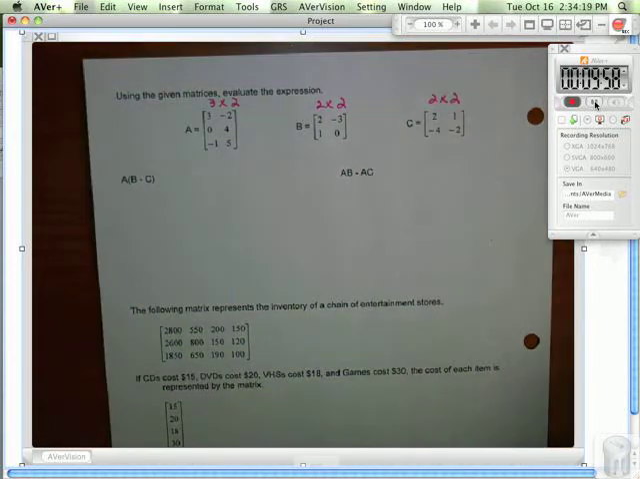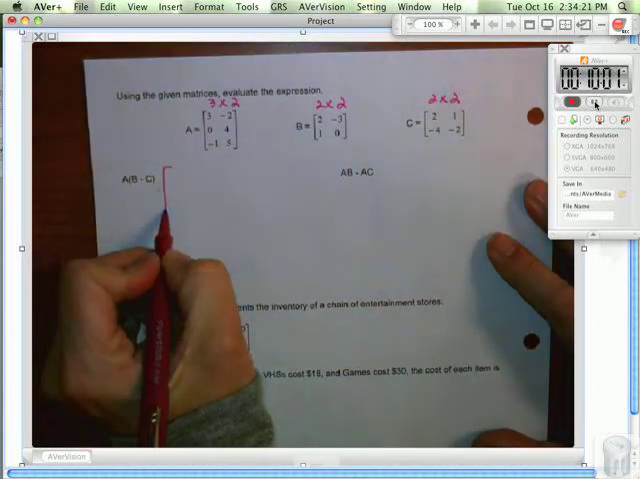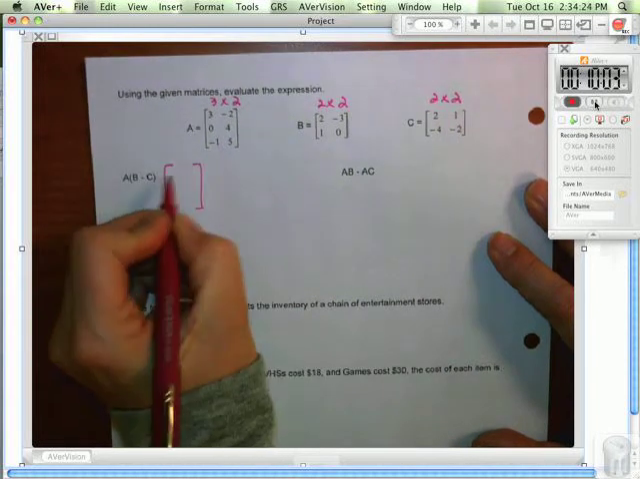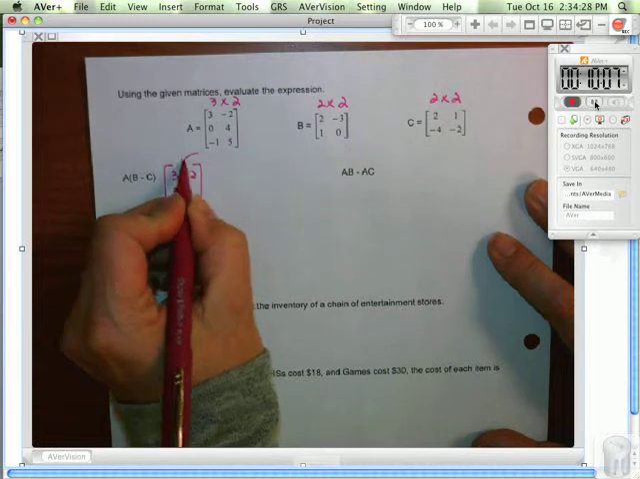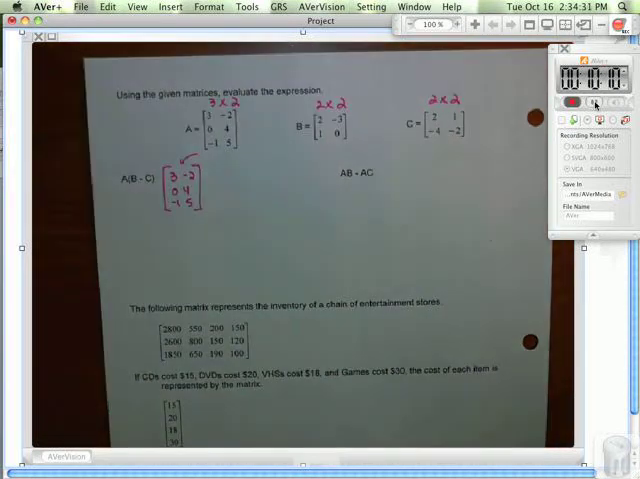So I'm going to write A over because I'm not doing anything with that right now. 3, -2, 0, 4, -1, 5. I'm just writing A over. That's all I'm doing. This is A.